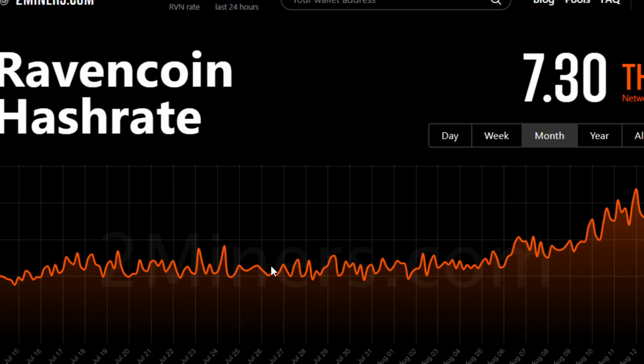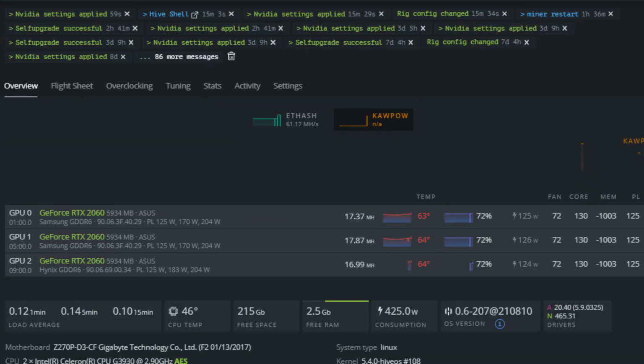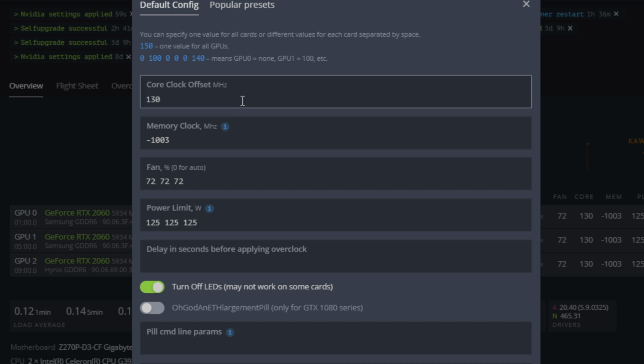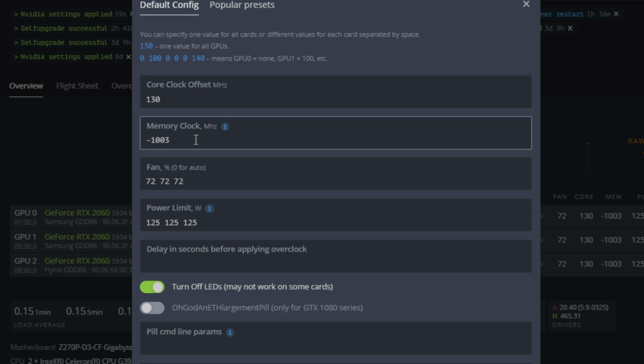You can see here quickly the network difficulty has been going up on the Ravencoin network, but so has the price, so the profitability is still very good there. But overall, just wanted to quickly share with you the settings for Ravencoin. Again, core offset 130, memory clock minus 1003. I got my fans really cranked up there just because it does run a lot hotter than Ethash, and of course the power limit set to about 125.